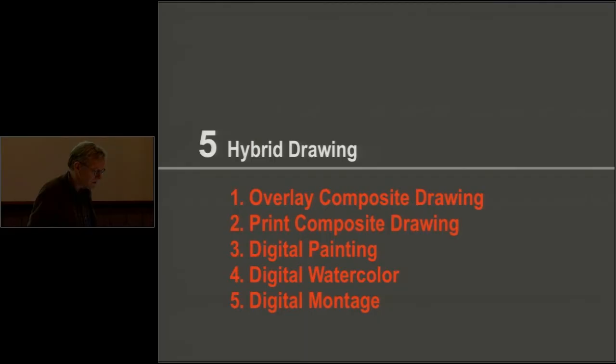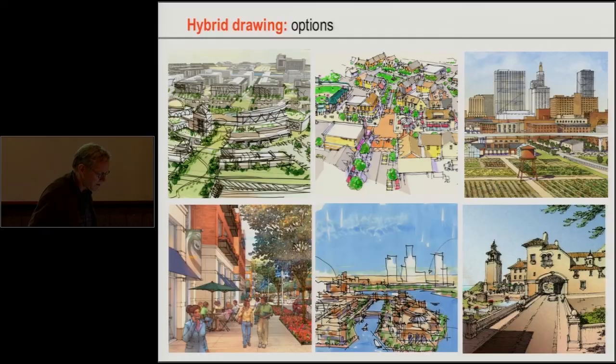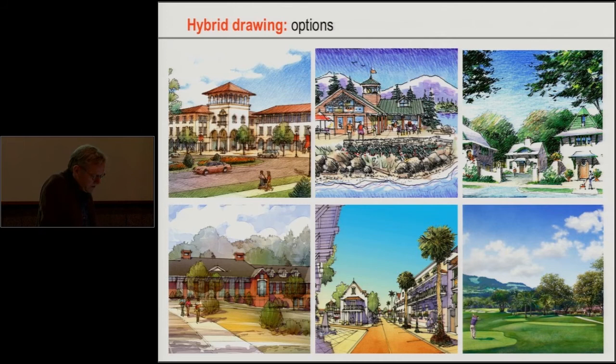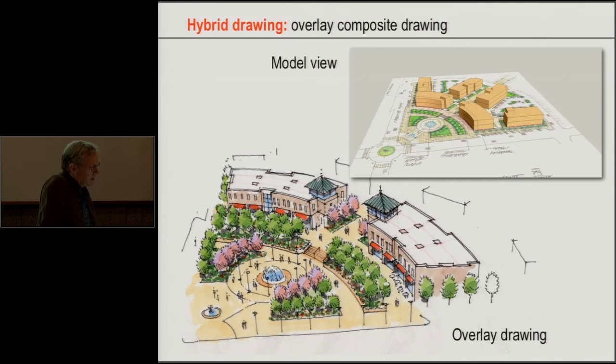Now, hybrid drawing is where you mix the two. Now I'm using whatever I can find as far as a digital source and then integrating hand drawing into that and really coming up with some cool stuff. The first process is the overlay composite process. And this is where you use the overlay and trace method. Here's the SketchUp view.